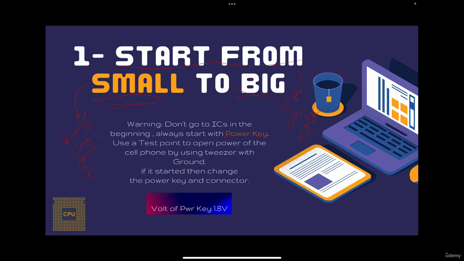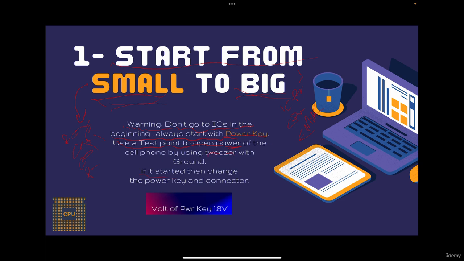So warning, let's read this warning. Warning, don't go to the IC in the beginning. Always start with the power key. Use a test point to open the power of the cell phone by using tweezers with the ground. I'm going to show you this in the next lecture. In case you have a problem in the power key and you cannot use it to power on the phone, we can do this by the test point itself, and I'm going to show you how to do this just by using the tweezers.